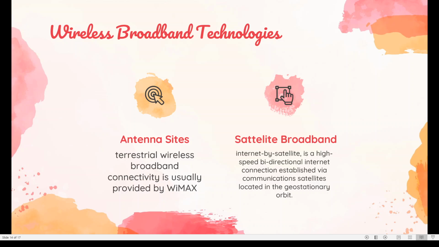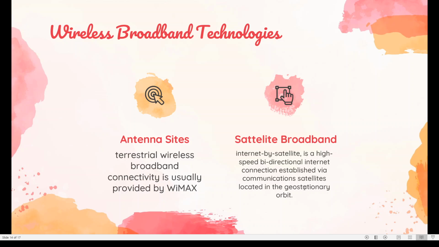So, the next one is satellite broadband, also referred to as internet by satellite, is a high-speed bidirectional internet connection established via communication satellites located in the geostationary orbit. The end customer sends and receives data via a satellite dish. This is usually located on the rooftops.